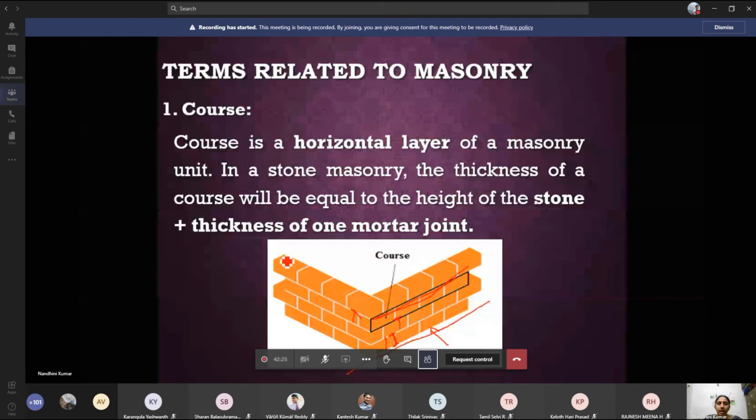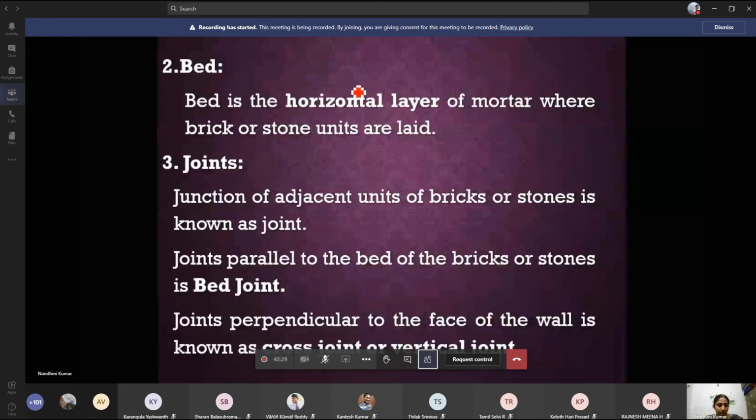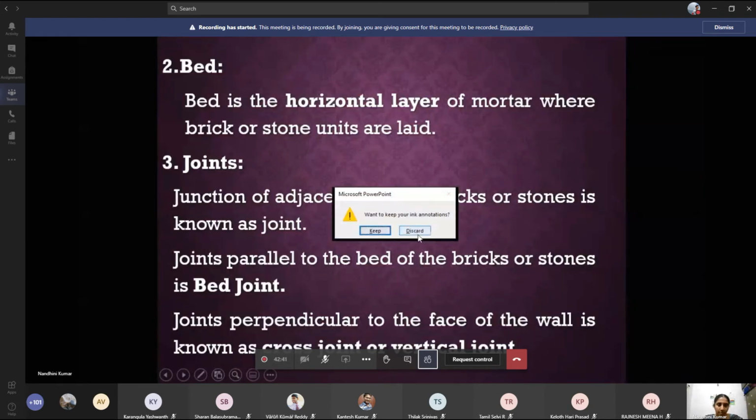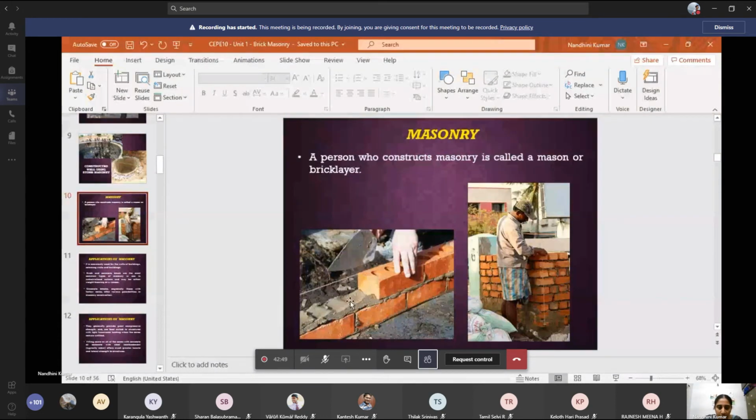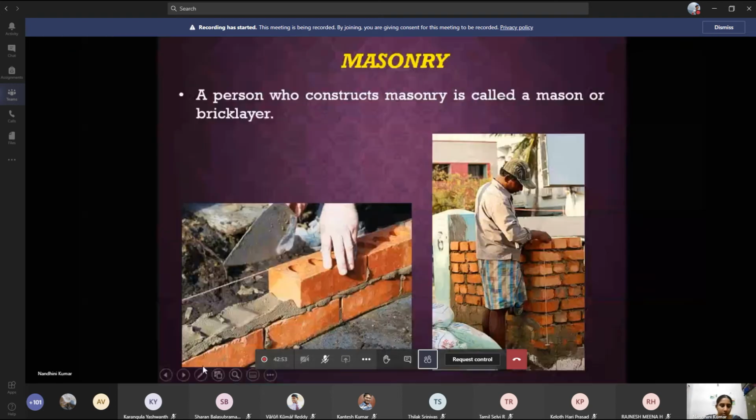Next is, what is bed? Bed is the horizontal layer of the mortar where the brick or the stones are laid. One second, I will show you that. This is called bed. Can you see it? This is the bed. Is it visible? The horizontal layer of mortar, that is called bed. So this is called a course and this is called the bed, and your height is going to be the height of the brick along with this mortar thickness.